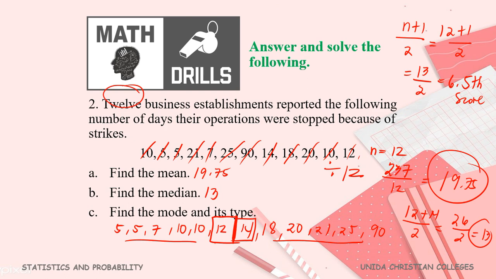Okay? And letter C, we need to find the mode. So, by near inspection po, hanapin po natin yung mode. Ayan. So, nag-occur po ng dalawang beses si 5. Same with 10. Bukod doon, wala na. So, ang mode po natin is 10 tsaka 5. So, since dalawa yan, ang type po ng ating mode ay bimodal. Okay?